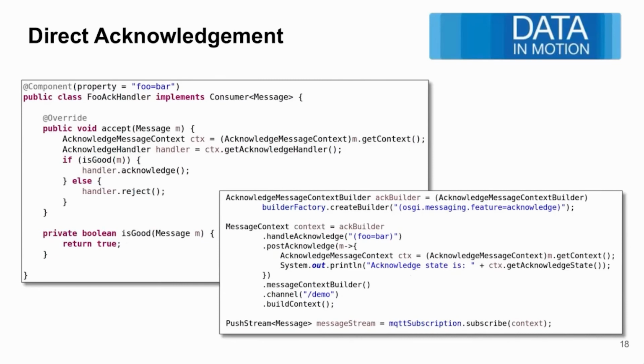Acknowledgement itself has its own API, which knows its own specific message context builder, as well as an acknowledge message context, and also an acknowledge handler that is used to trigger acknowledging or rejection by hand. So if an implementation supports acknowledgement, it must also provide an implementation of this API.